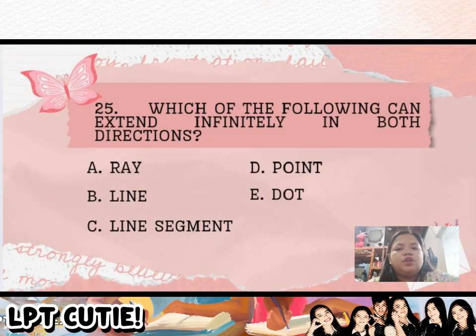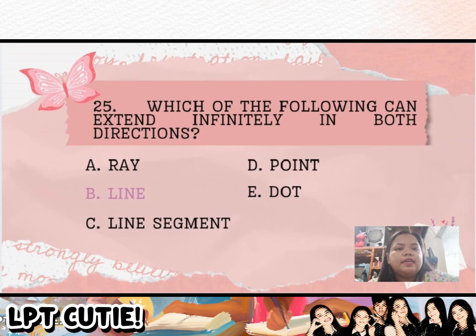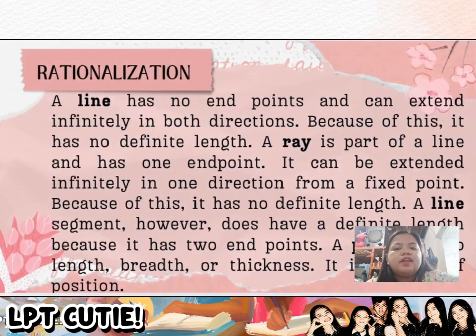Okay, so number 25. Which of the following can extend infinitely in both directions? Is it letter A, ray, B, line, C, line segment, letter D, point, or E, dot? Okay, so the correct answer is letter B, line. Why? Because a line has no endpoints and can extend infinitely in both directions, so it has no definite length. While a ray is part of a line and has one endpoint, it can be extended infinitely in only one direction, not in both directions.